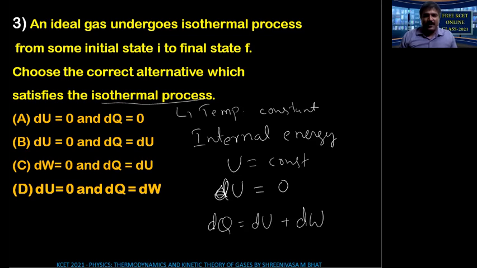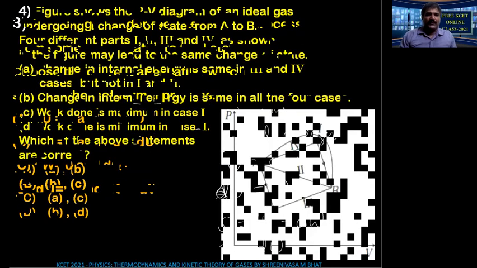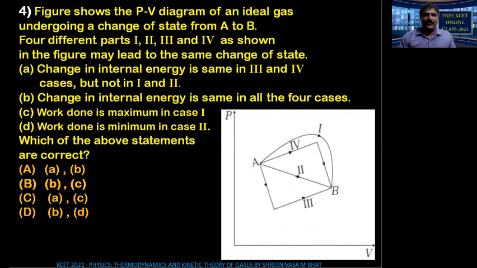So here amount of heat supplied to the gas dQ, dU change in internal energy, dW work done by the gas. Okay, so dU 0 means it becomes dQ equal to dW, so the option D is the right choice. dU is 0, dQ is dW. So then I go to the next question, number 4. Figure shows PV diagram of an ideal gas undergoing change in the state from A to B.